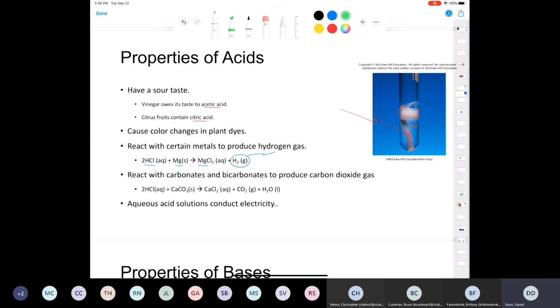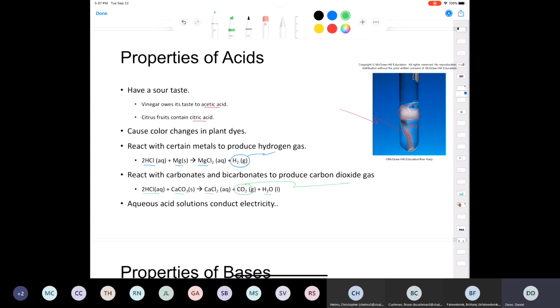What else? It says that acids will react with carbonates and bicarbonates to produce carbon dioxide gas. So here's another example. We take that same acid, hydrochloric acid, and we react it with calcium carbonate. We get calcium chloride, water, and we also get what? Carbon dioxide gas. So that would also produce bubbles, right? Because carbon dioxide is a gas that would leave the solution.